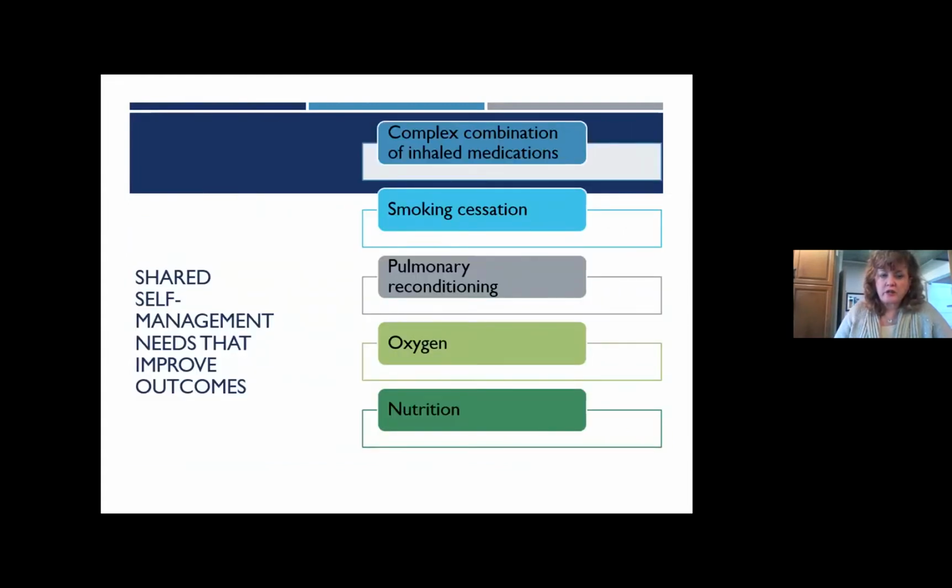So to improve these outcomes, there's a need to implement, as I said before, a complex combination of medications. Often there's a need to stop smoking, to engage in some pulmonary reconditioning, general nutrition, as well as individuals, in some cases, needing long-term oxygen therapy.